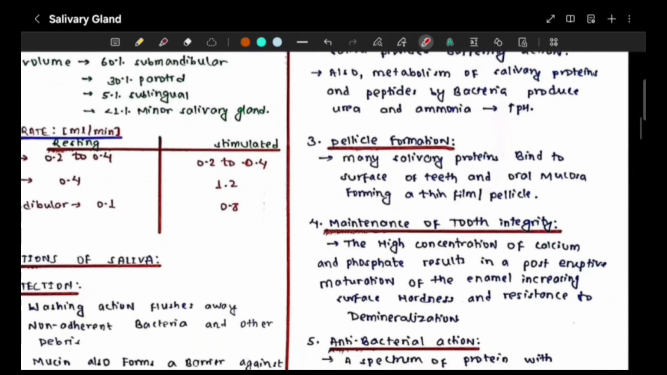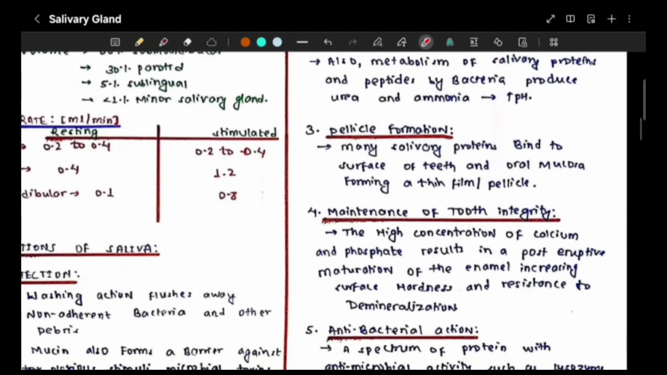After that, pellicle formation. Many salivary proteins bind to the surface of the teeth and oral mucosa, forming a thin film or pellicle. This is also a function of saliva.